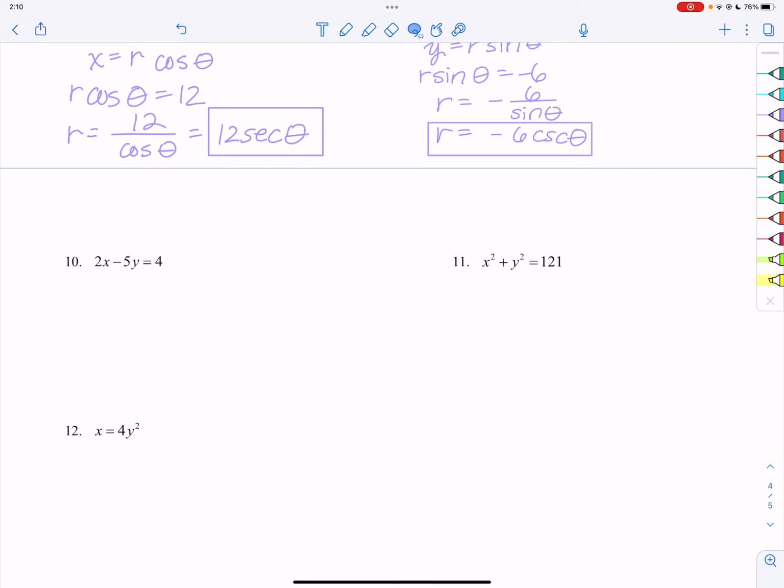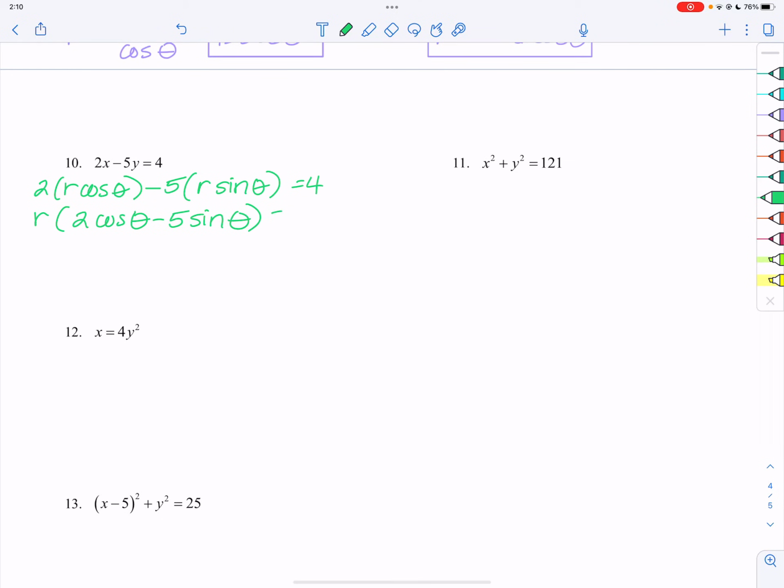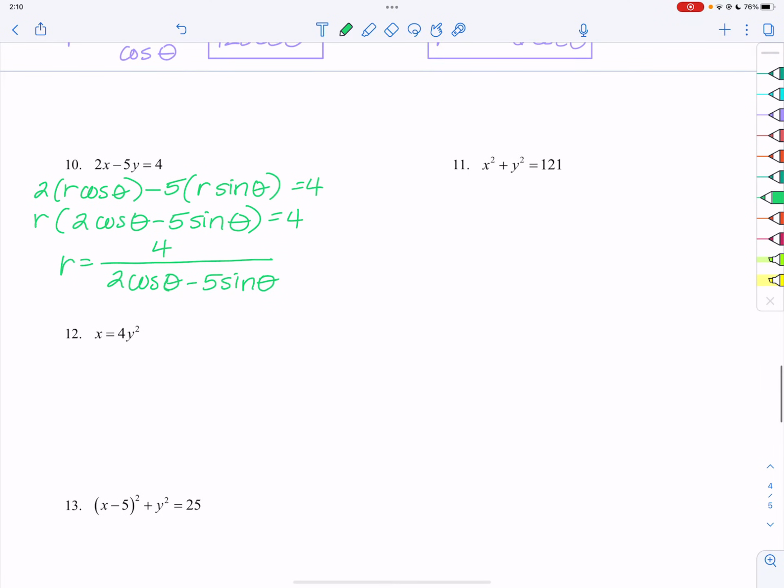2x minus 5y equals 4. So we're going to substitute x and y into the equation. So we're going to have 2 times r cosine of theta minus 5 multiplied by r sine of theta is equal to 4. So factoring out an r, we have r times 2 cosine theta minus 5 sine of theta, and now we can solve for r.